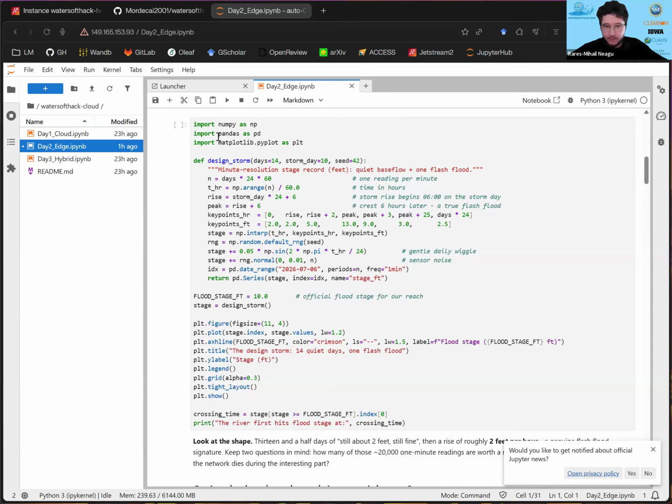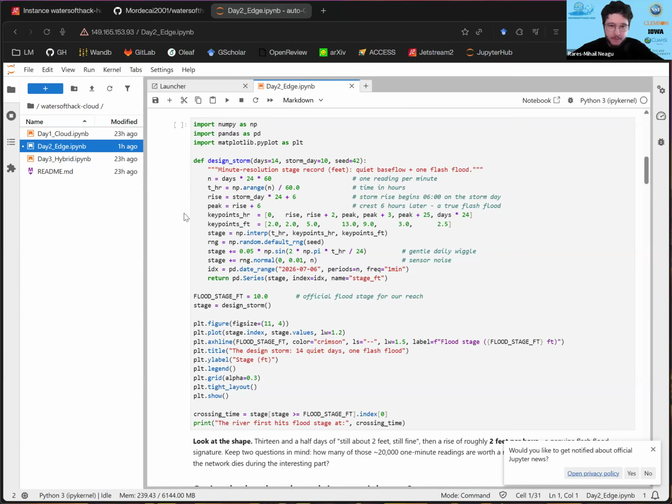Again, from yesterday, you remember NumPy and pandas. NumPy is for arrays, pandas is for tables, and matplotlib is for plotting. If you have any questions, just say in the Q&A. Okay, so let's go into the design storm function. Again, we're going to do 14 days, and the storm is going to start on day 10, basically. And as I said yesterday, it's customary usually when you work with NumPy to use the seed 42.